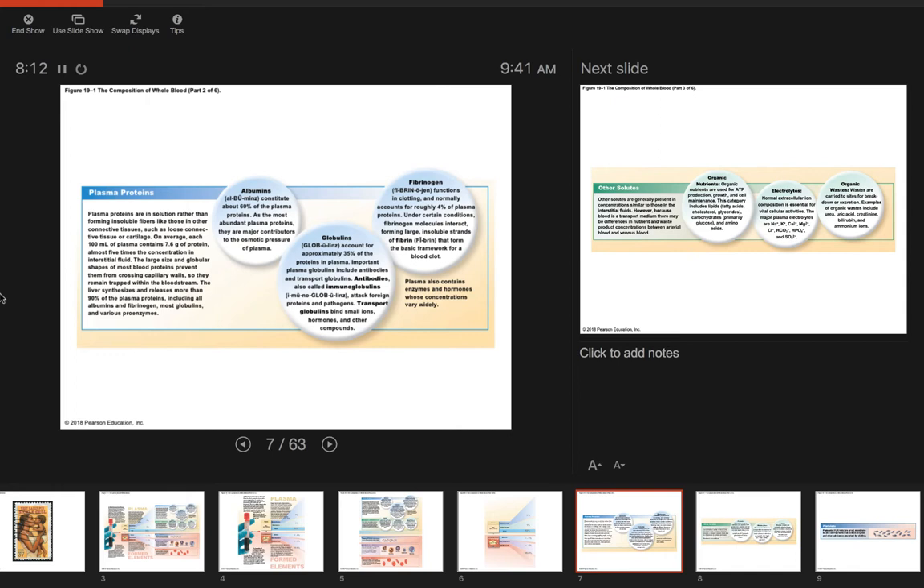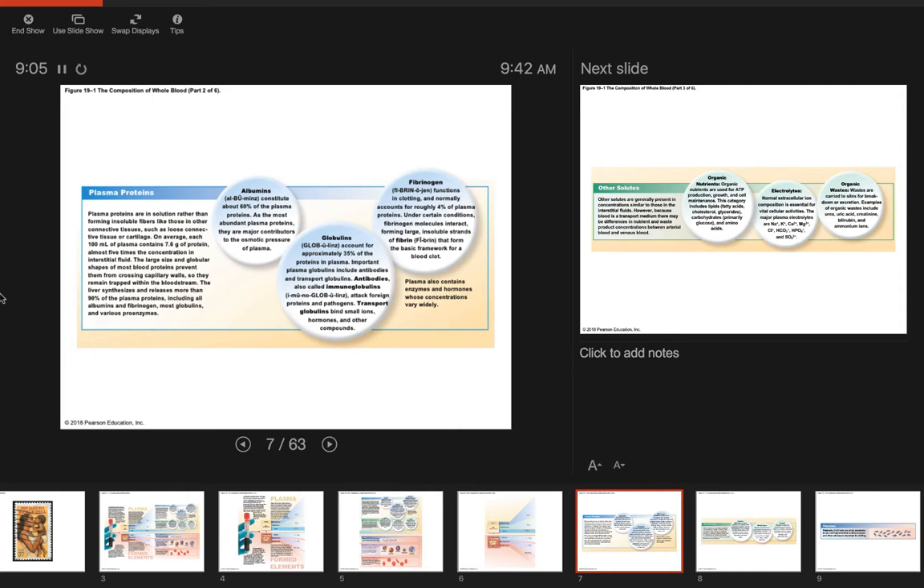And the other globulins are going to be transport globulins. They have little receptor sites, and they can carry drugs through the body. They can carry hormones through the blood, too. And they can bind to small ions, so they could bind to sodium or potassium or calcium, and carry those ions through the blood. So that's what the globulins are. They're either antibodies or transport globulins.